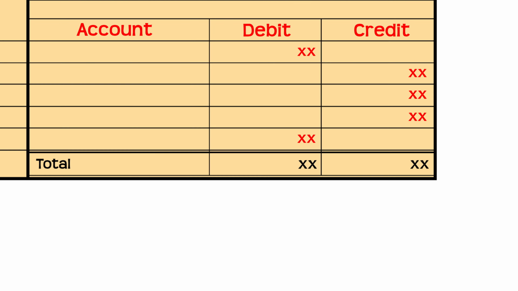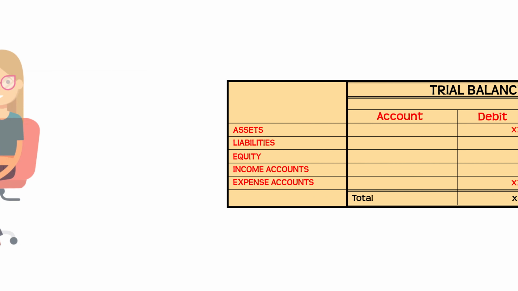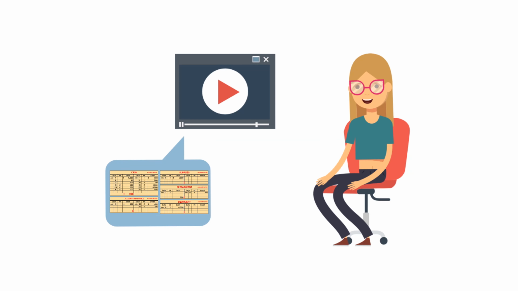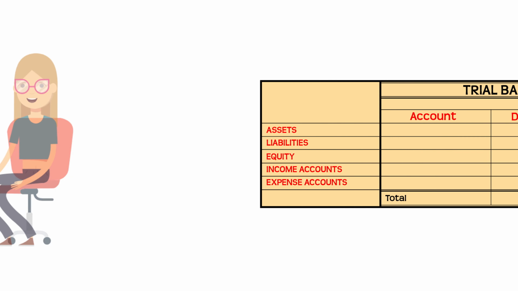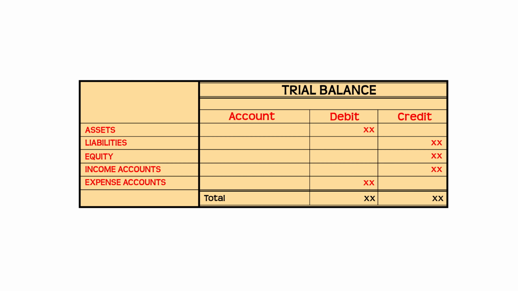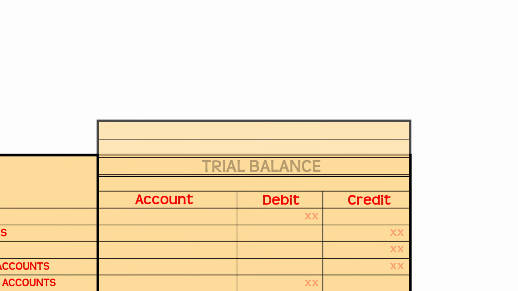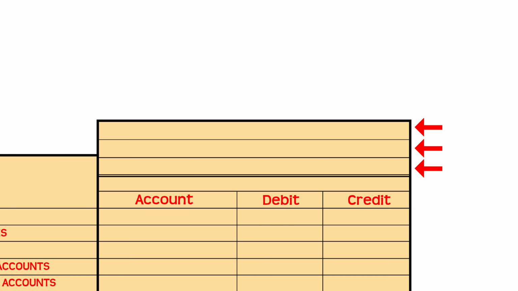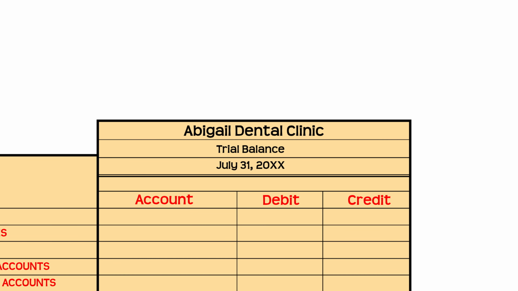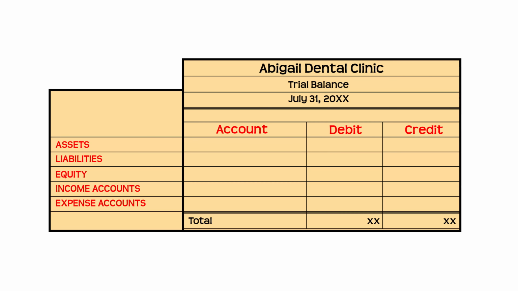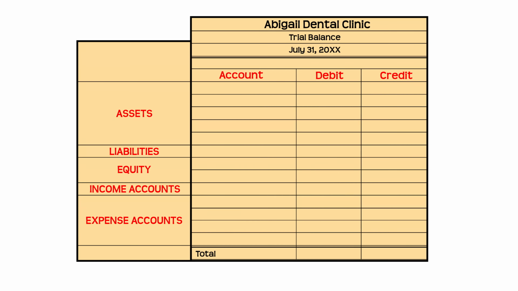Let's go back to Abigail. Since we completed her ledger in the previous video, we can now make a trial balance. First, make a heading. There are 3 rows in the heading of a trial balance: the name of the business, the title of the worksheet, and the date. After the heading, list all the accounts in order with their respective balances.